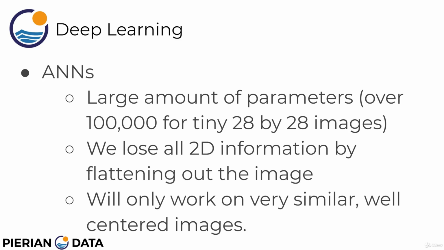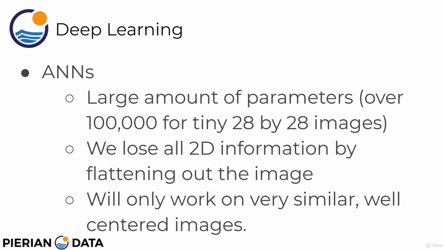So if we try to scale an artificial neural network to normal sized images, you're going to end up with not just 100,000 parameters, but 1,000,000 parameters. And so training time is going to take forever. The other problem with an artificial neural network is that we had to flatten out the data before feeding it into the network. And if we flatten out the data, we basically lose all two-dimensional information. And the other issue is an ANN will only perform well where images are extremely similar.